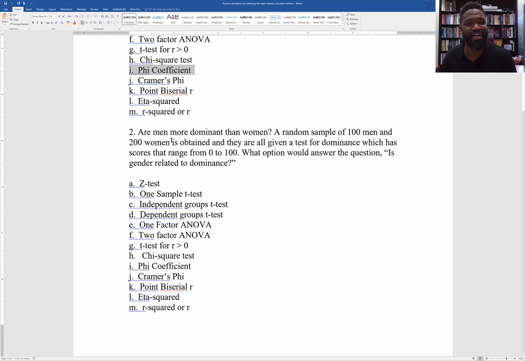So anyway, we have an independent variable that is dichotomous. We still have men and women, right? And now our dependent variable rather is no longer dichotomous, it's now continuous. And so I'm asking you, what option would answer the question, is gender related to dominance? And so that's a different question than we asked before, right? We're not asking how strong is that relationship, we're just asking, are they related? And if I'm asking you, are they related, you should say, well, clearly at that point he wants a test of statistical significance. And so we just have to find the right one on our sheet.